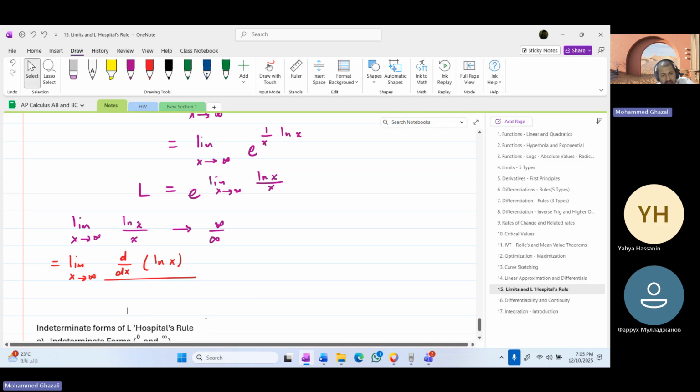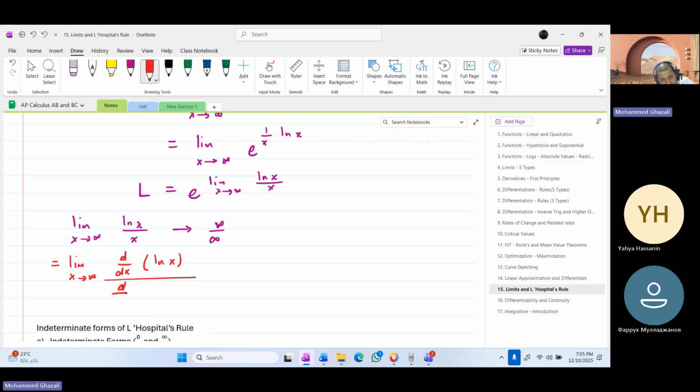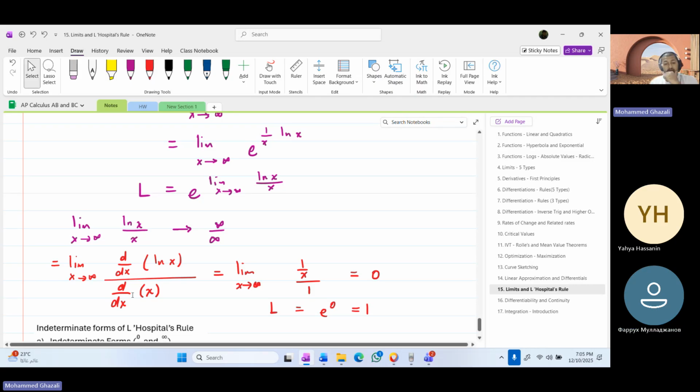Just need to make some space here. d/dx, d/dx. Now, the derivative of ln x is 1 over x, right? And the derivative of x is 1. And if I substitute infinity inside here, 1 over infinity is 0. So what's my limit? 0 over 1. e to the power 0, which equals 1. Perfect. Right, excellent, guys.